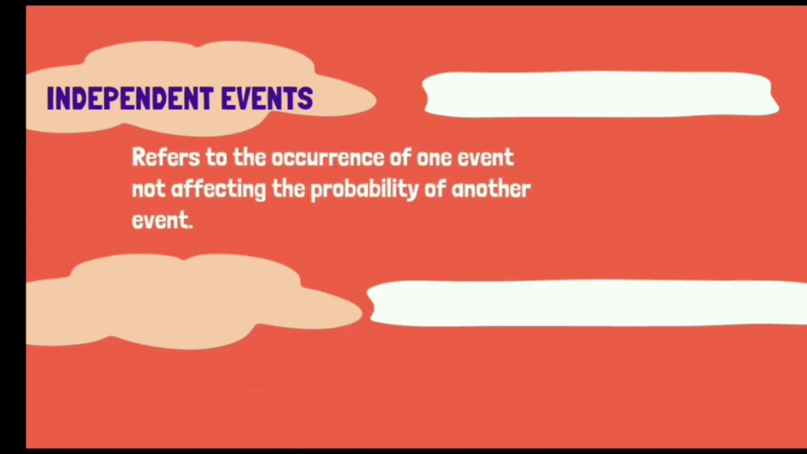Independent event refers to the occurrence of one event not affecting the probability of another event. The formula for solving problems involving probability of independent events is probability of A and B is equal to probability of A multiplied by probability of B. We will use the conjunction "and" to indicate that the operation is multiplication.